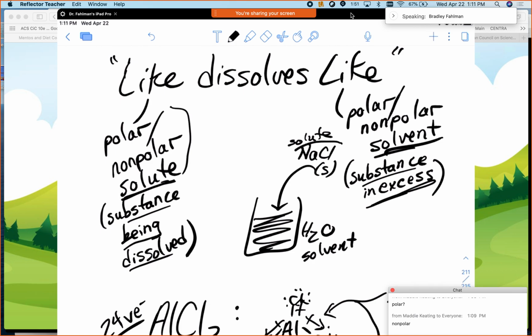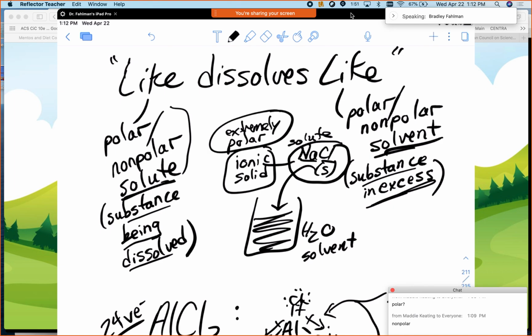We didn't really talk about this last day a whole lot, but ionic, so this is a metal and a non-metal. So this is an ionic solid. Those are really examples of polar. So they're extremely polar.